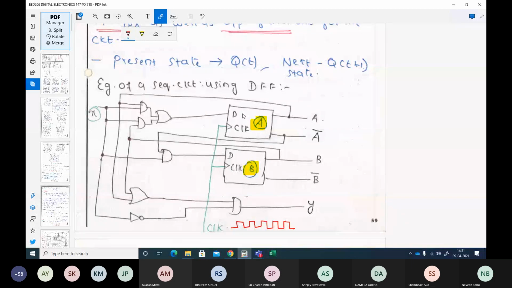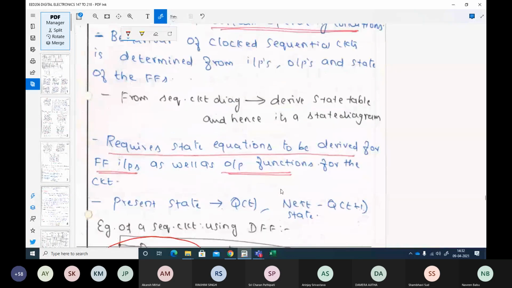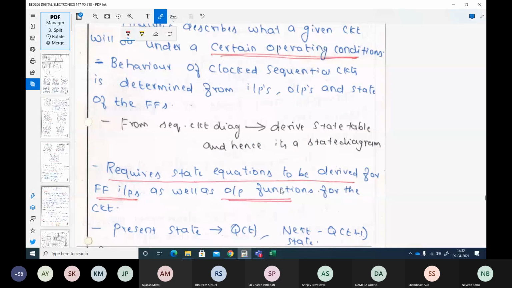Similarly for this B flip-flop. Then what are your inputs and how are your inputs actually affecting your present state and your next states? These are the things that I will look at whenever I'm analyzing a sequential circuit. So the behavior of clocked sequential circuits is determined based on the inputs, which in this particular case is X here, outputs, which in this particular case are Q and Q bar, and the states of the flip-flops, which in this particular case are Q of T of A flip-flop and Q of T of B flip-flop.